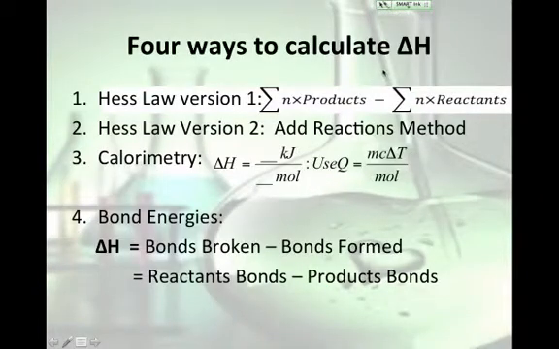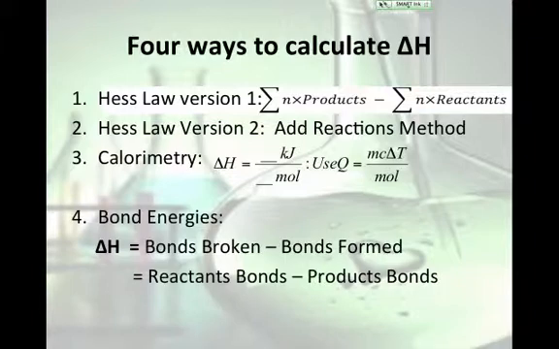You've by now learned 4 ways to calculate delta H. The first one that we learned is Hess's Law, version 1, where we take the sum of the products minus the sum of the reactants. I just referred to that one a minute ago. The second version is the Hess's Law, where it's kind of like a puzzle. You add the reactions together to get an overall reaction in the end, where you could flip one or multiply by 2 or some other number. You remember doing Hess's Law puzzle problems.